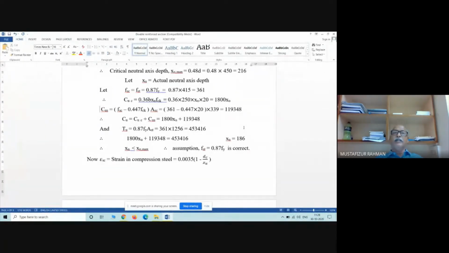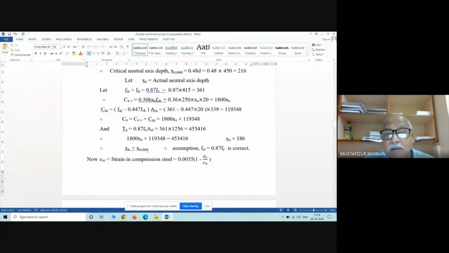But the question is coming, whatever critical neutral axis depth we had calculated, it is correct because it is dependent only on material property and the effective depth. It has no link with external load. It is constant. But the actual neutral axis is dependent on external load also. So this may not be correct. Now we'll have to check whether our actual neutral axis is correct or wrong.